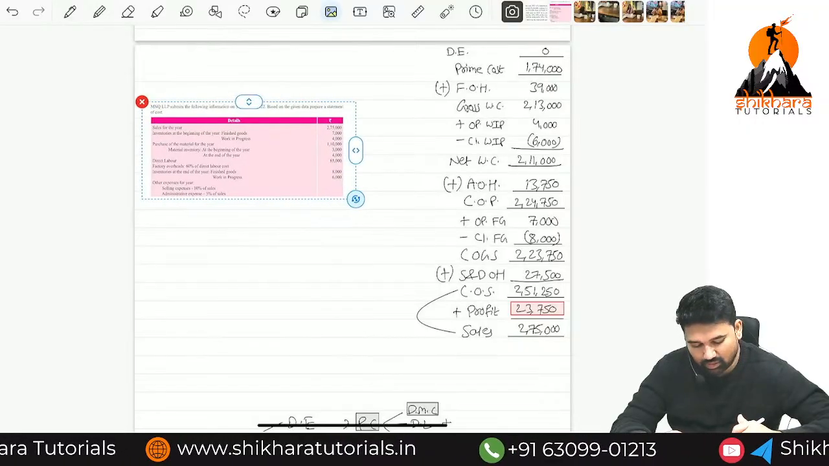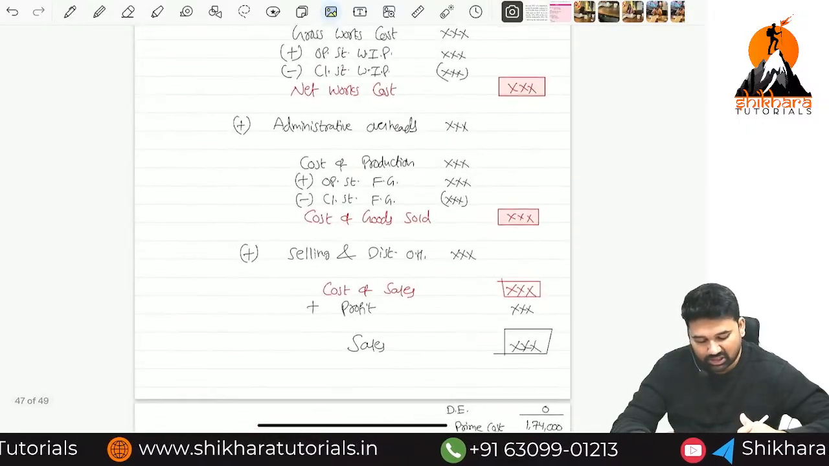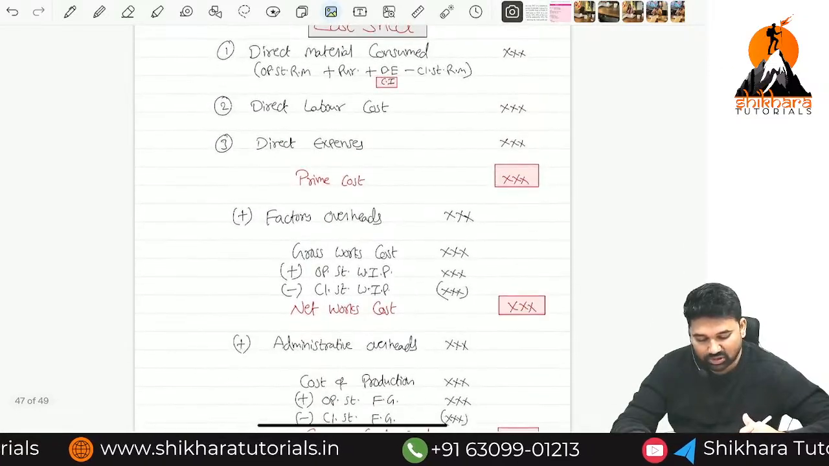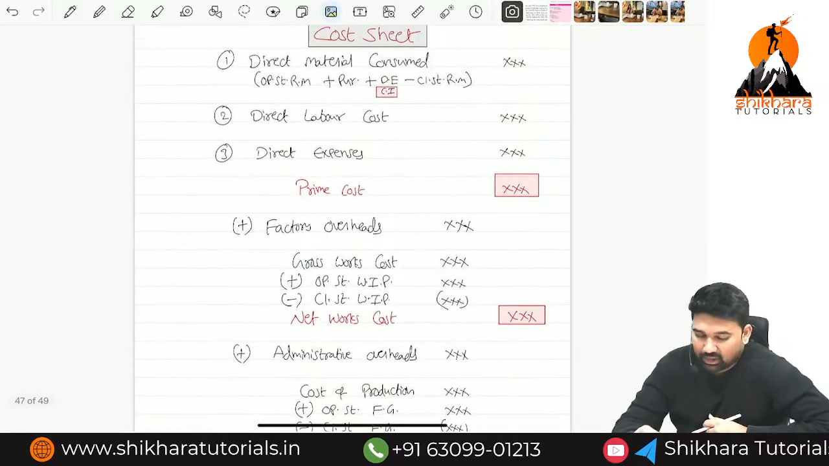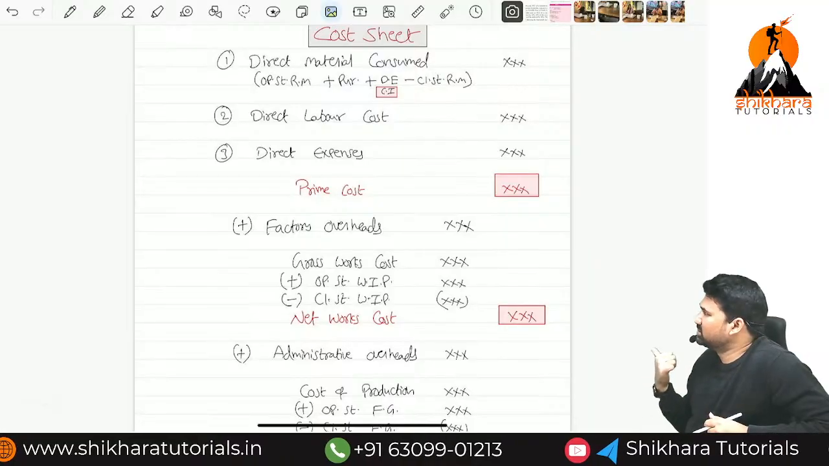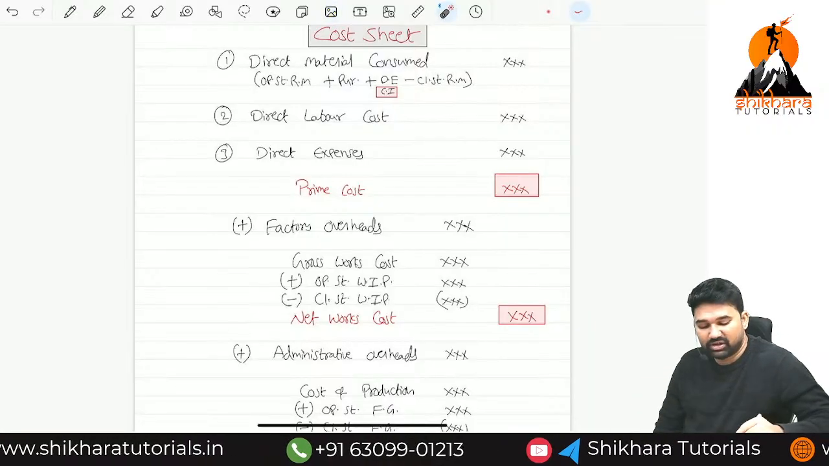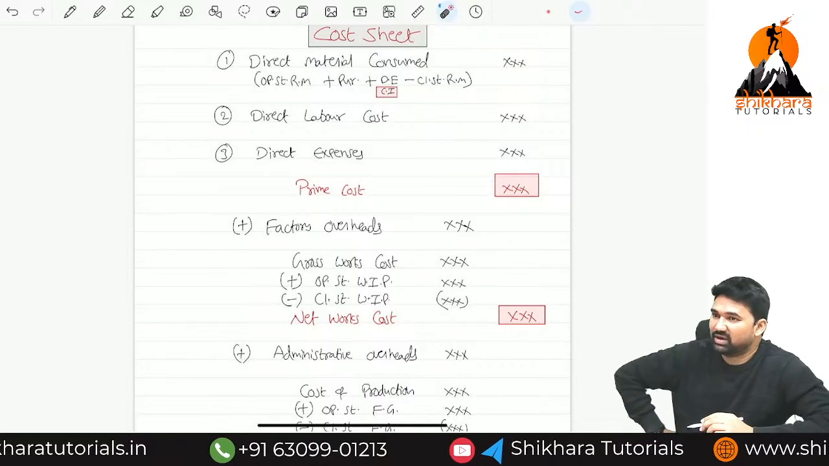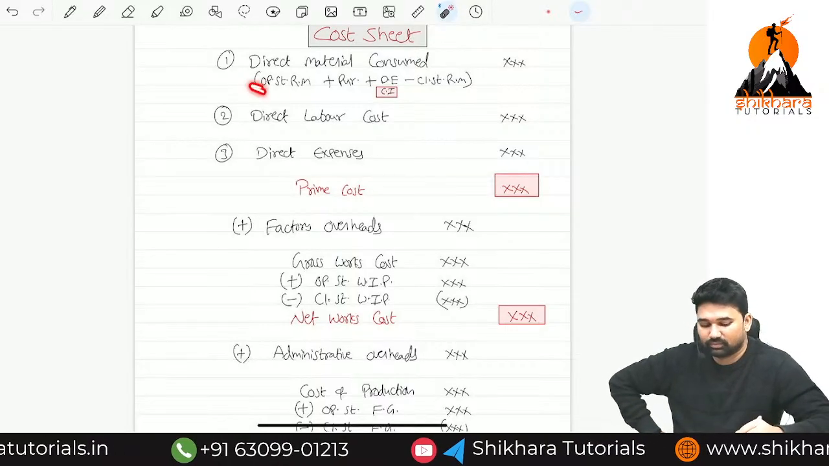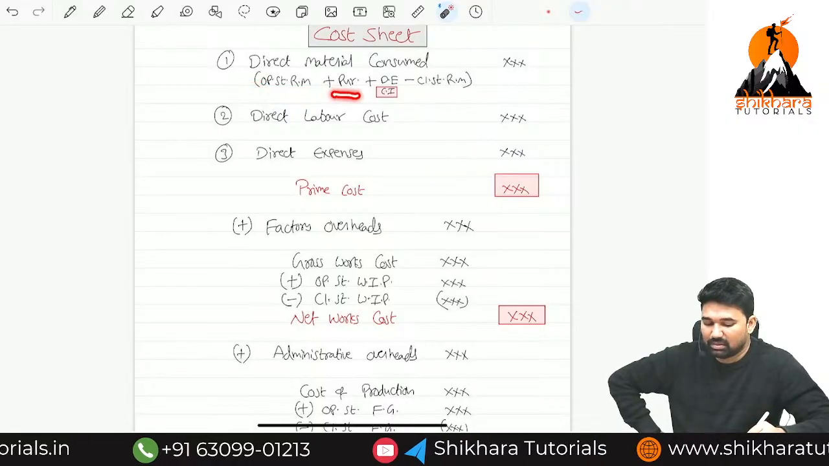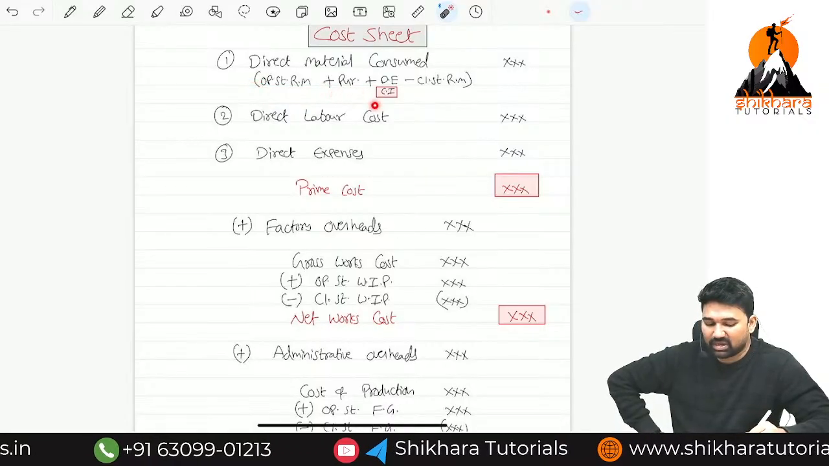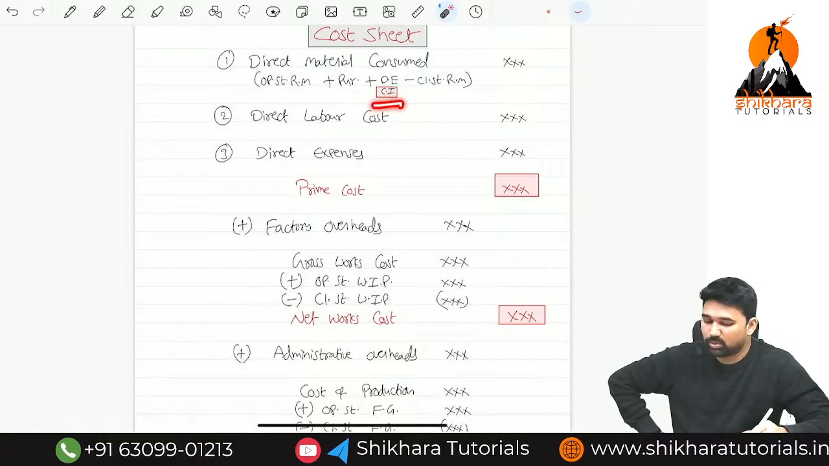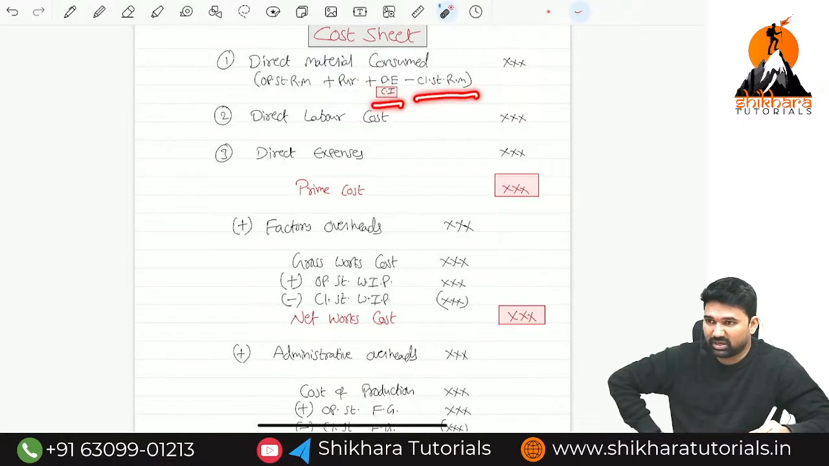let's quickly read out the structure with respect to cost sheet. So first of all, what we need to consider: direct material consumed. What is the formula for direct material consumed? Opening stock of raw material plus purchases during the year plus direct expenses, if any, furnished in the problem, minus closing stock of raw material.